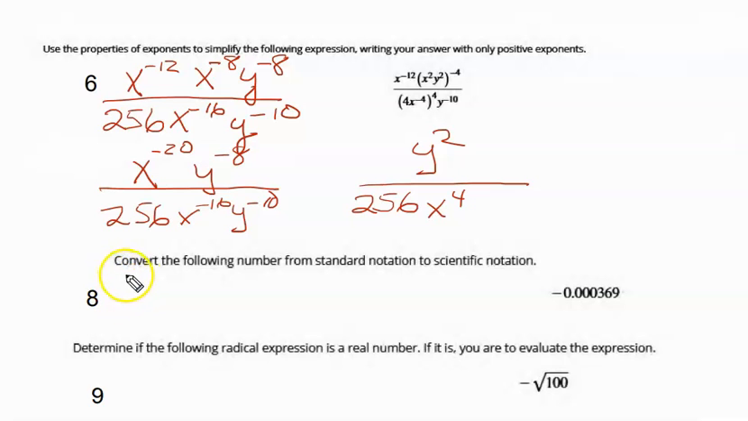Number, do we have a 7? I guess we don't have a 7. So we're jumping to 8. We're just trying to note these.